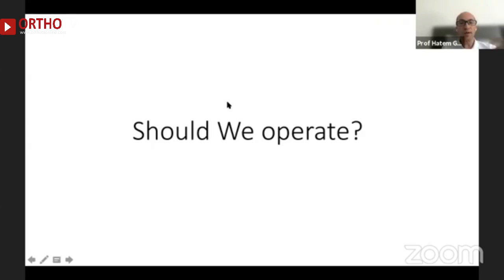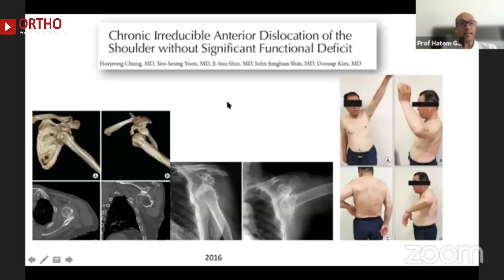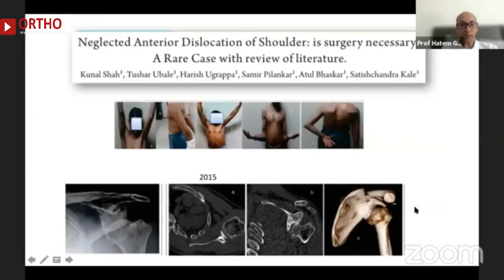That's question number one. So looking again at the literature, many people have shown that these chronic dislocations have a reasonable outcome. So they have this good elevation, external rotation, not so bad. Internal rotation is quite limited, and this is one of the factors the patients mentioned. They have limited internal rotation. Other papers have also shown that even after many years of chronic anterior dislocation or neglected anterior dislocation, they still have a reasonable function. So always consider that.